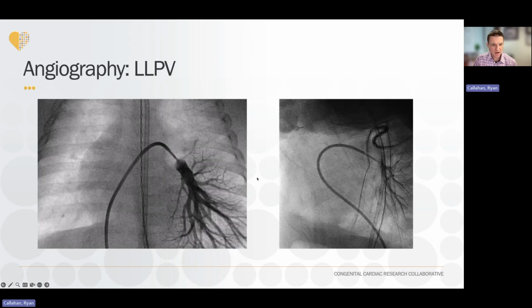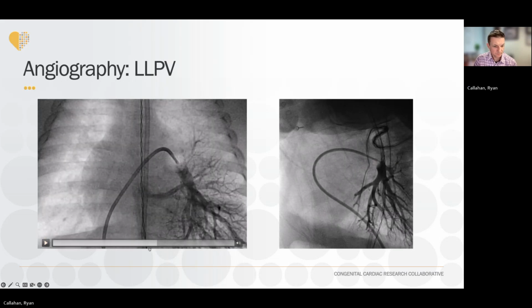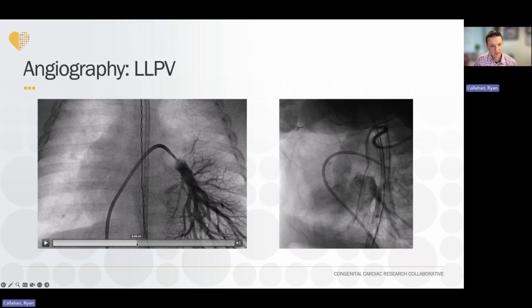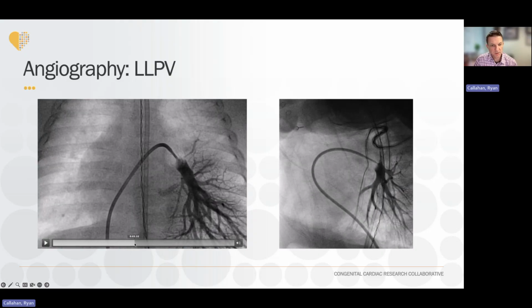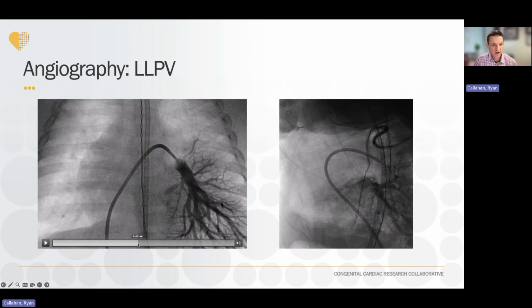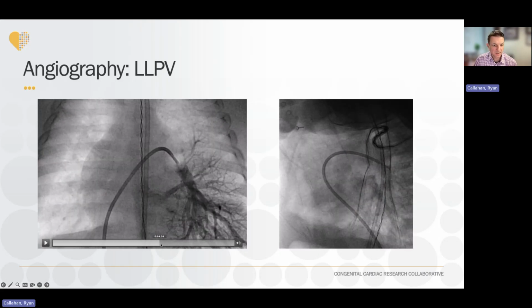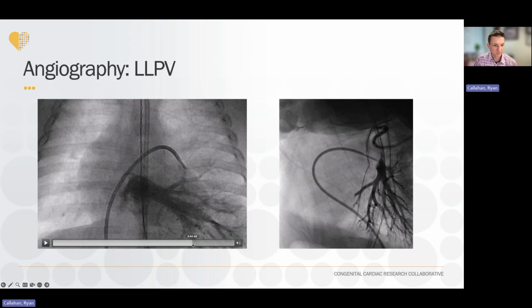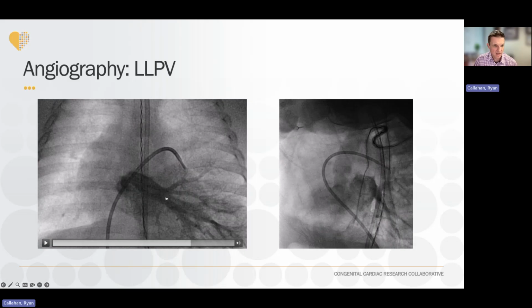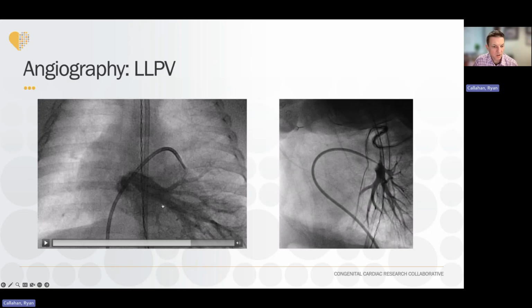You strive as the operator to fill almost the entire lobe if you can. It's kind of tricky to fill the superior segment at times, particularly in an older child. But in this case, we fill the entire thing, and then you're just going to watch it flow through, and it really does look nice and tall from here to here as it courses into the heart.